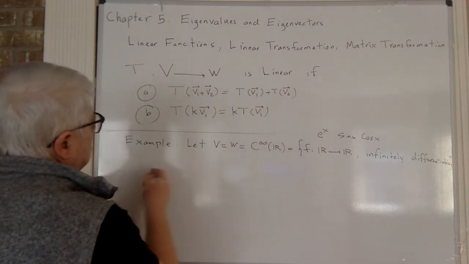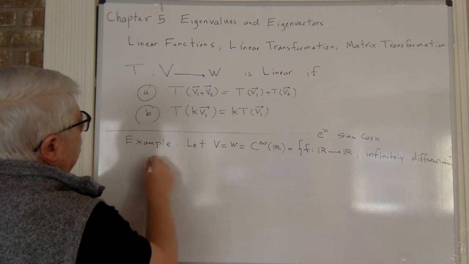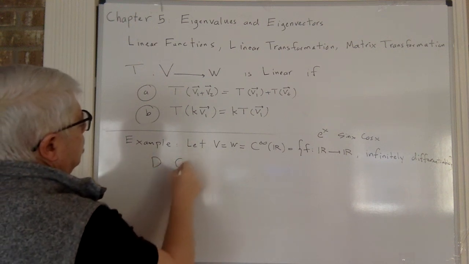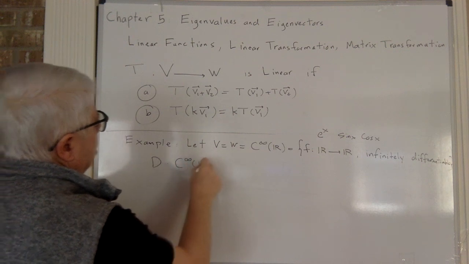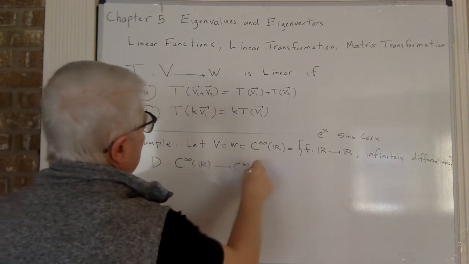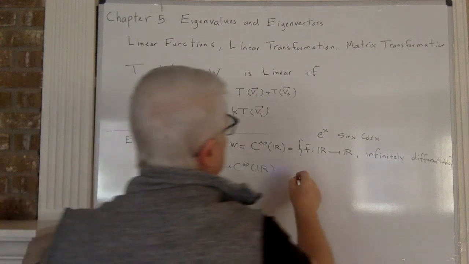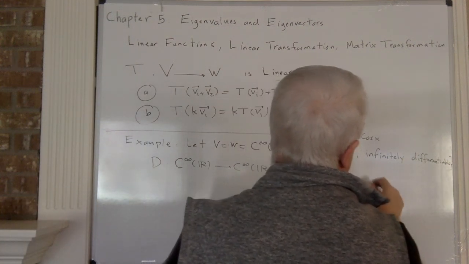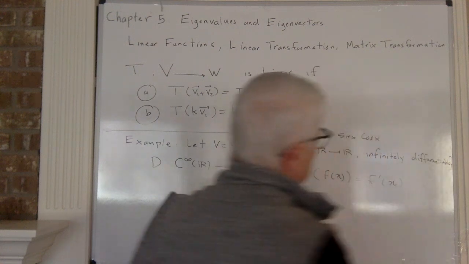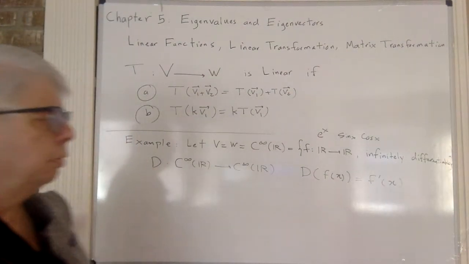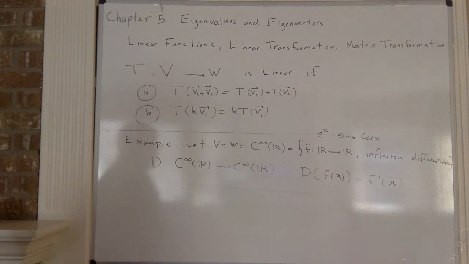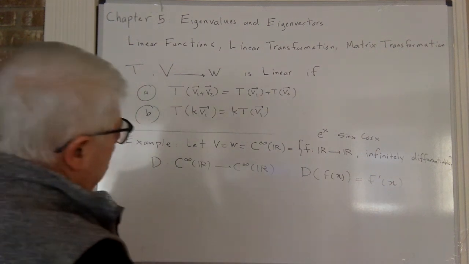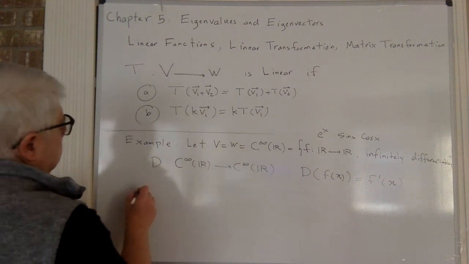So, let's take this function d. I will define what that is, from C infinity R to C infinity R, and d of a function f(x) is simply f prime x. So d is in fact the derivative. D is the derivative. So let's check A and B.